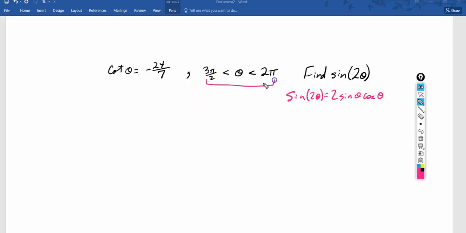This is telling me that theta is in quadrant 4. So we're going to have to take into account the quadrant when we find sine theta and cosine theta to get this formula. There's a couple ways we could do this. We can use this in our Pythagorean formula.